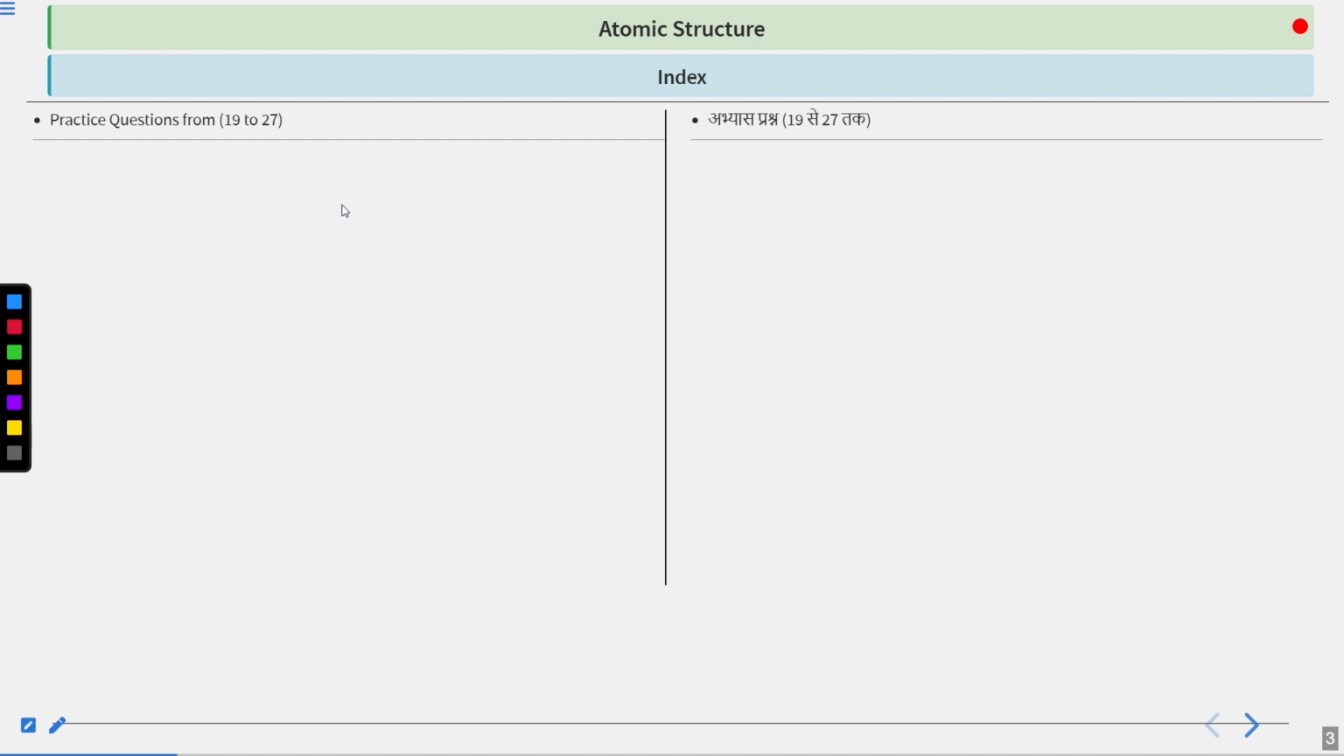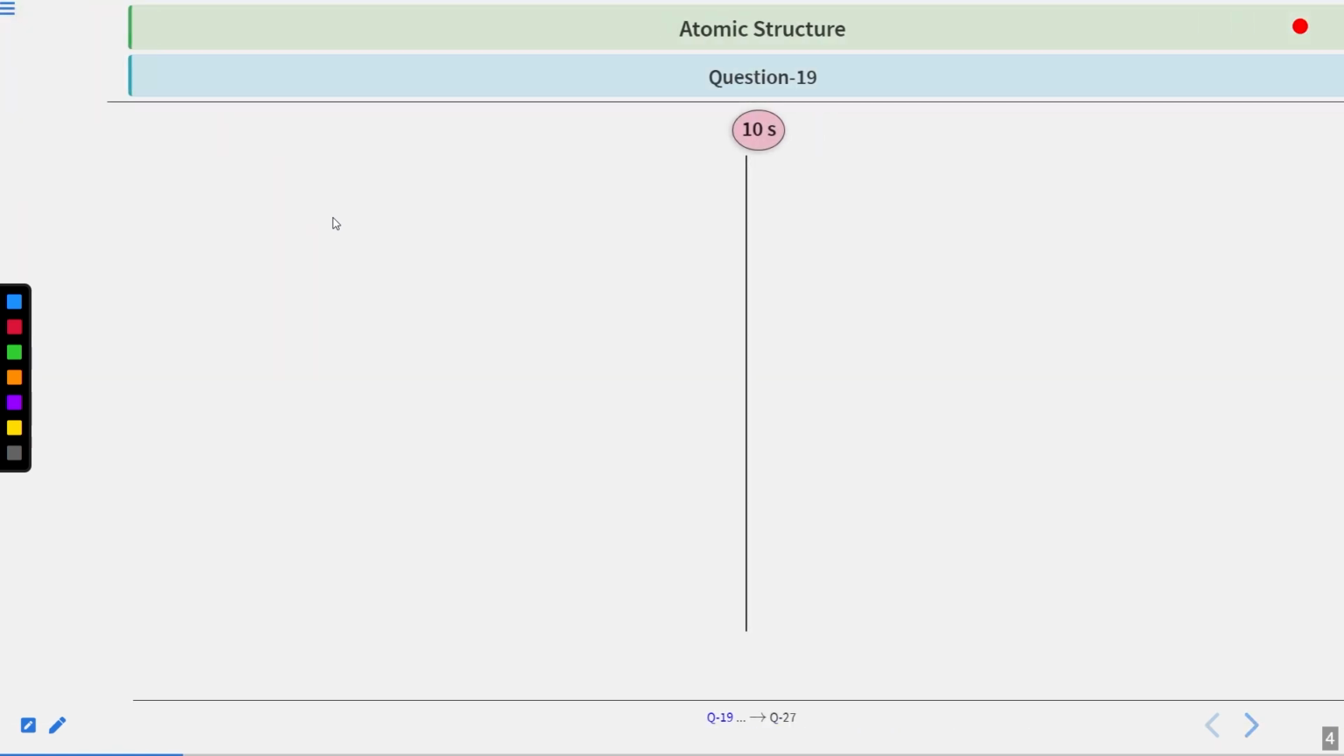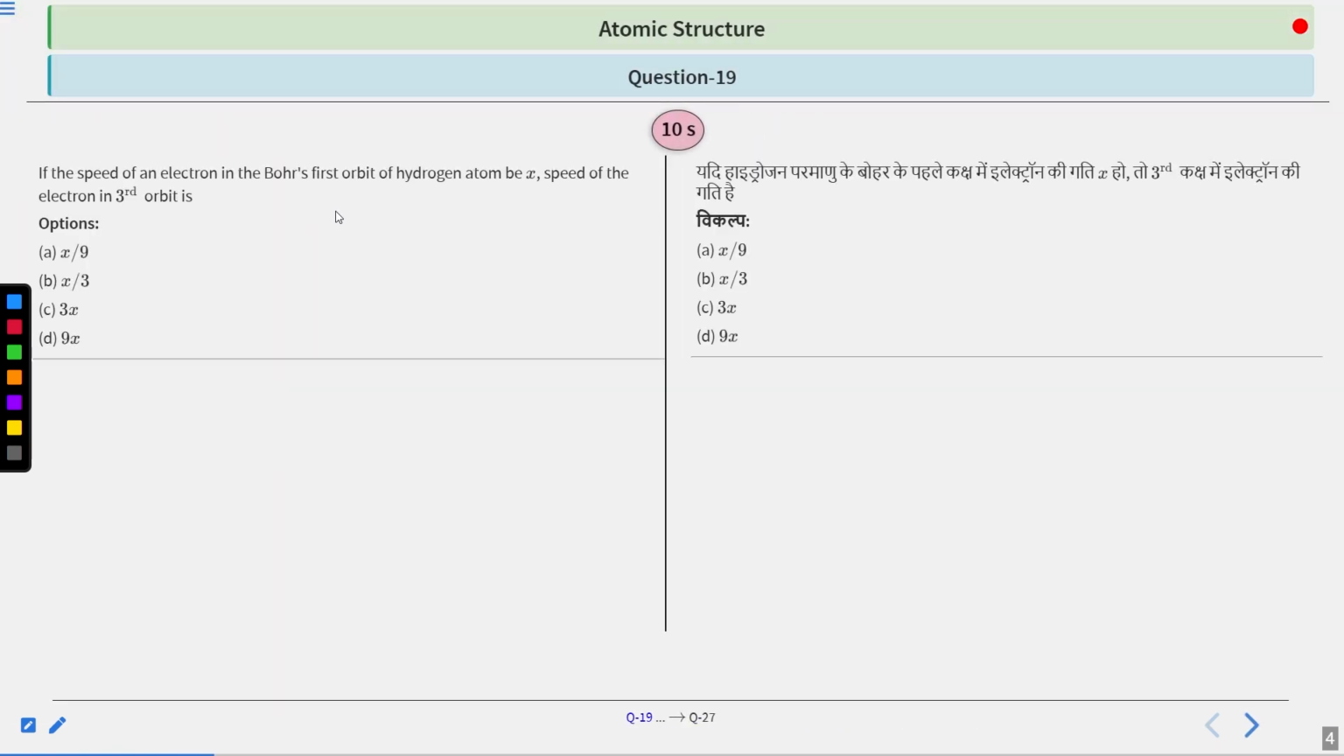Now, question number 19. Question number 19 says that if the speed of an electron in the Bohr's first orbit of hydrogen atom be x, the speed of the electron in the third orbit is, your options are A, x by 9, B, x by 3, C, 3x, D, 9x. You have 10 seconds to solve this question. Your time starts now.